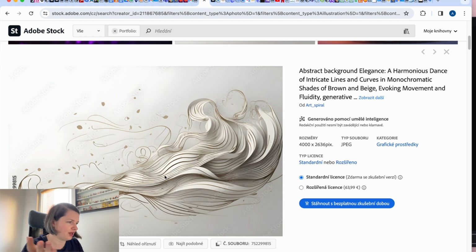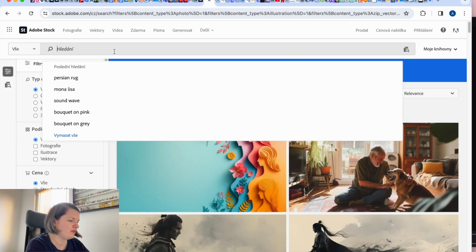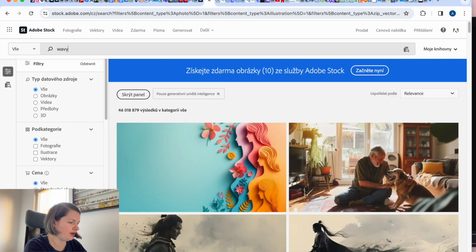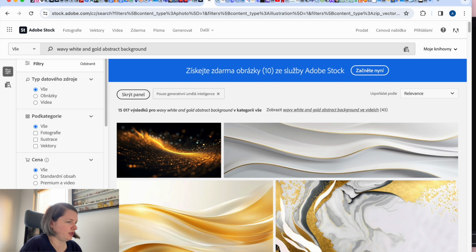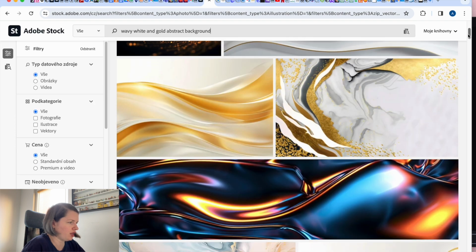Okay, so it's kind of like a wavy white and gold background. So let's have a look. Let's search for a wavy white and gold abstract background, right? And let's see what it gives us. So it's 15,000 images, so not that much.